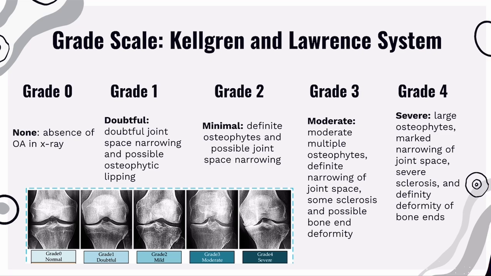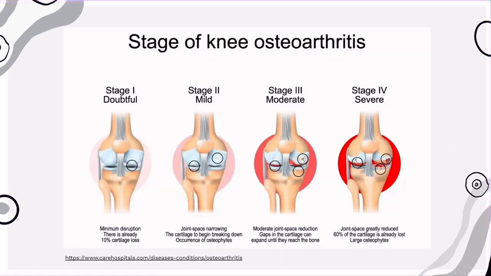Grade 3 is moderate with defined joint space narrowing in the X-ray, some sclerosis, and possible deformity of the bone ends. Grade 4 exhibits large osteophytes, marked narrowing of joint space, severe sclerosis, and defined bone end deformity. And here is another figure that shows the development of osteoarthritis from grade 0 to grade 4.